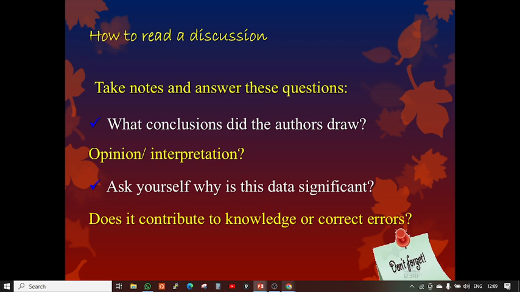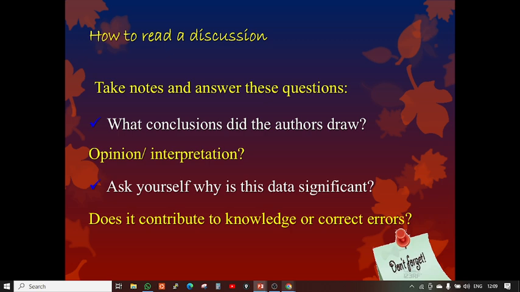Then how to read a discussion? Discussions कैसे पढ़ेंगे? Take notes and answer the questions. What conclusions did the author draw? Whether the conclusions written by the author are a compromise or agree with the results, or are showing the result differently, or use different words in the conclusion, or make a generalized conclusion. It should be criticized by you.